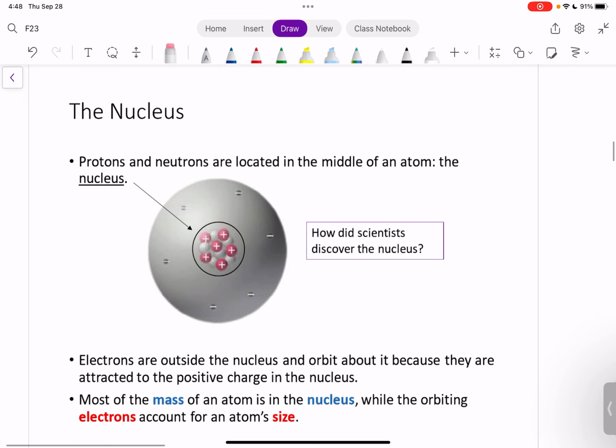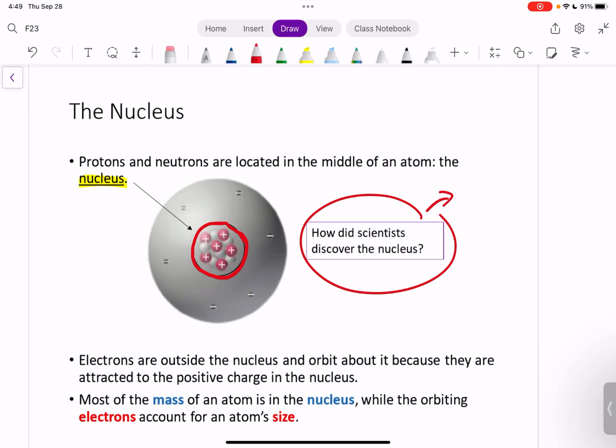And it turns out that the protons and neutrons kind of hang out in this little clump in the middle of the atom, and that's called the nucleus. And then you'll notice a question I have here. How did scientists discover the nucleus? I'd urge you to look up, if you're curious, the Rutherford gold foil experiment.